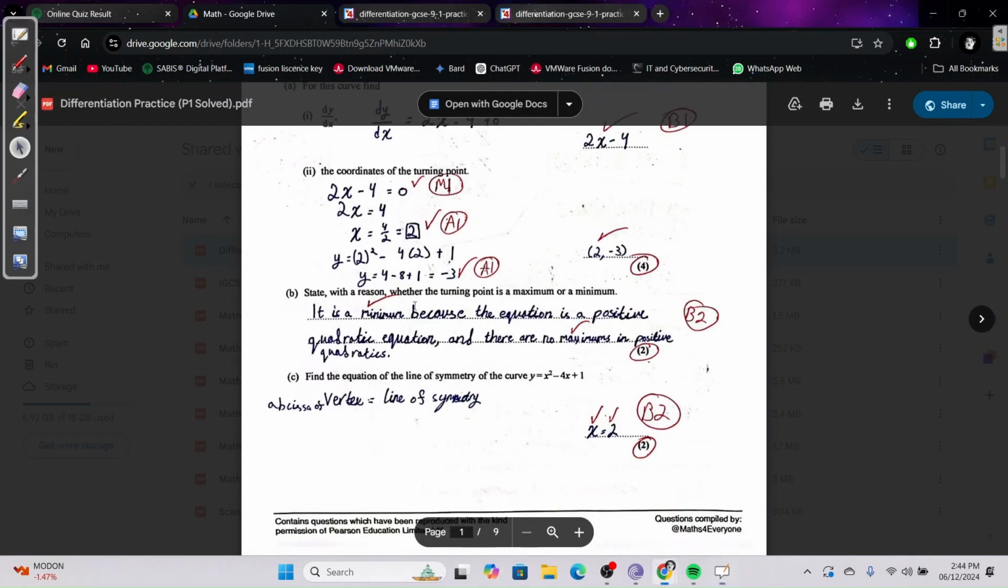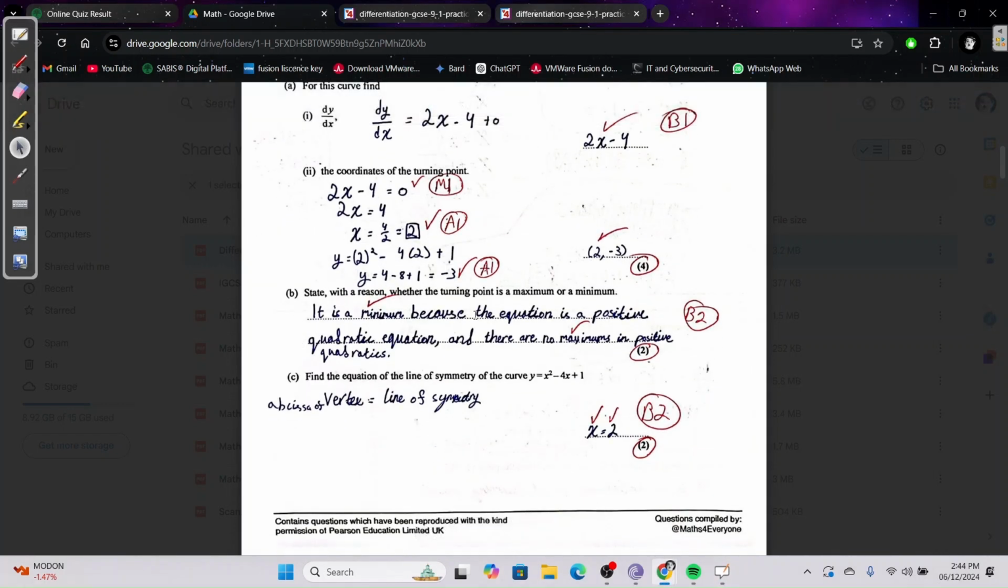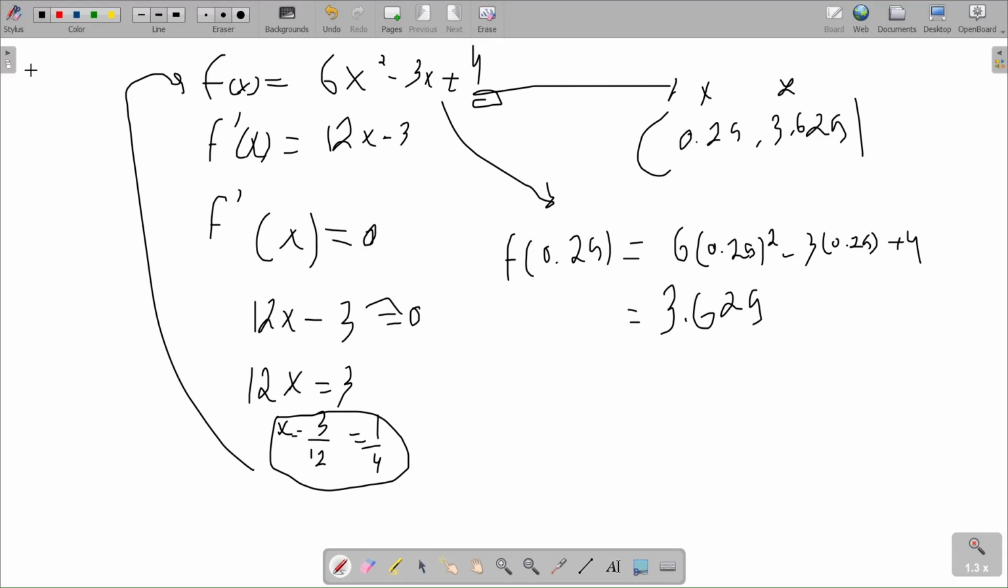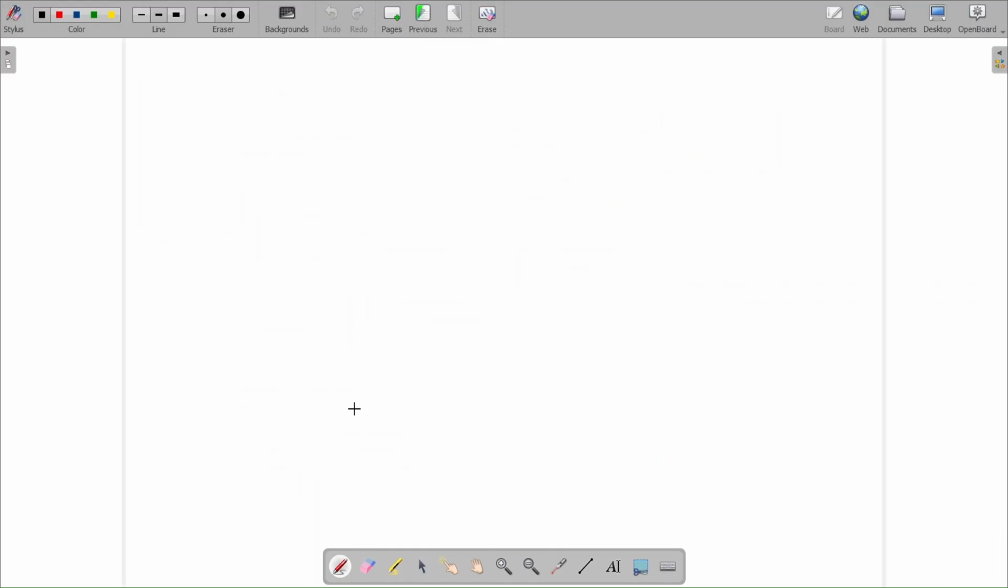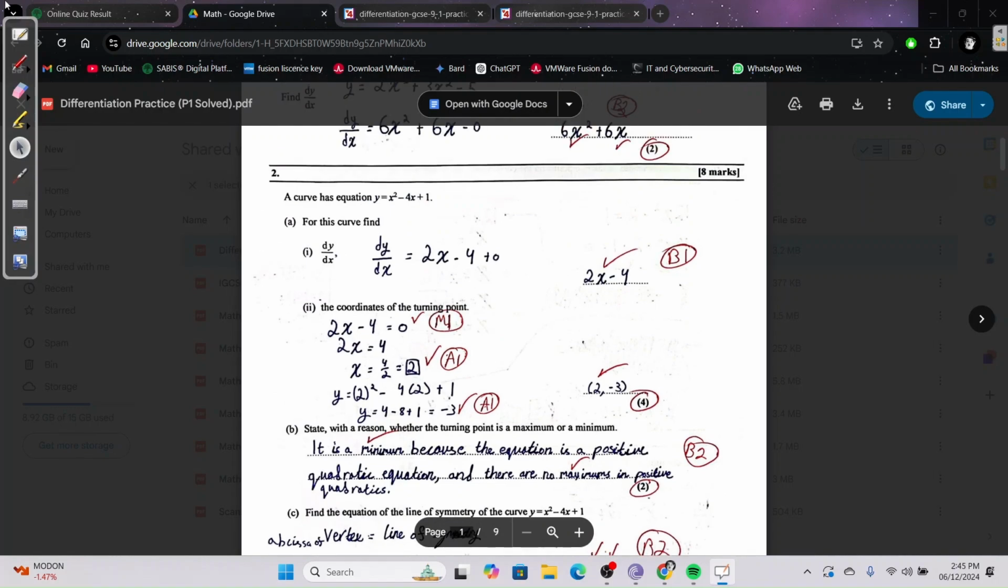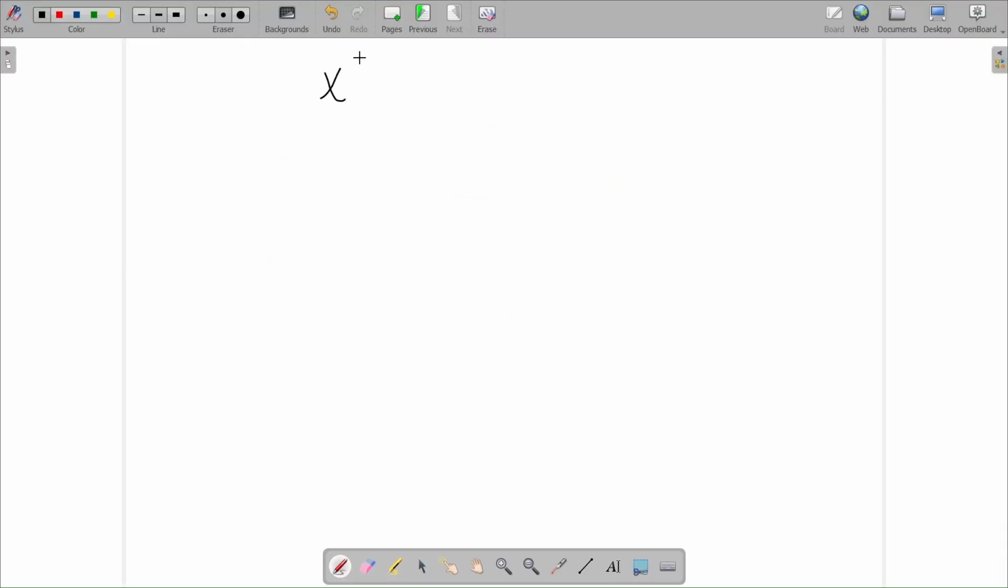Now, state with the reason whether the turning point is a minimum or a maximum. For quadratics, now keep in mind this only works with quadratics. For cubics, I will teach you a way later at the end of the video because they do ask for cubics. Or actually, I might just teach it now after I cover the quadratics. So say you have this. Let's just use their equation: x squared minus 4x plus 1.